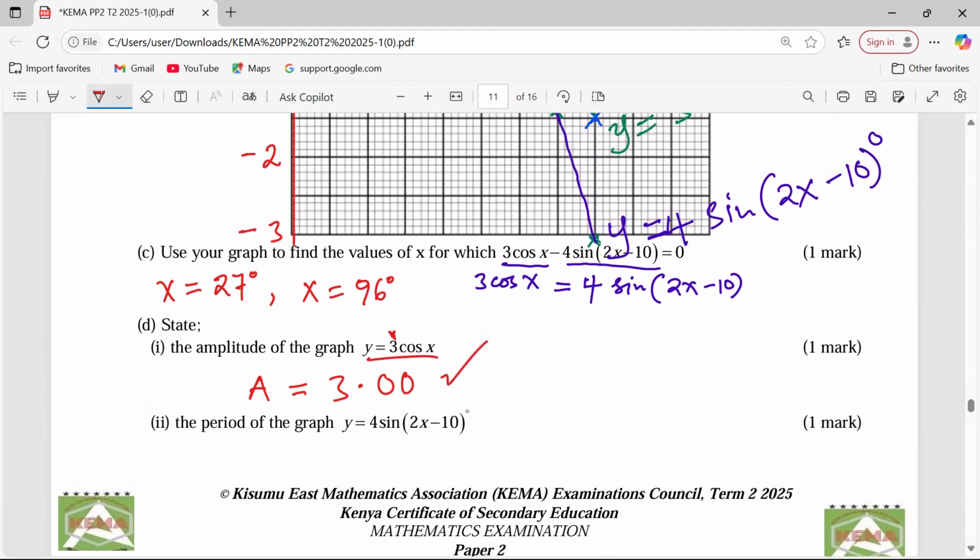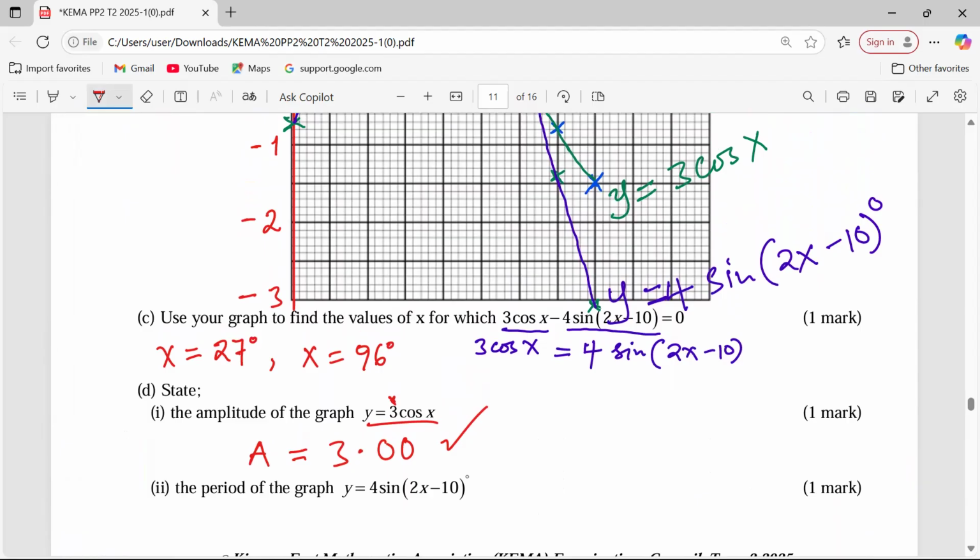But again, from the graph, though we are told to state, actually the instructions of using the graph are in part C. In part D, we've not been told to use the graph, though it's good for you to know how to use the graph in case the question is tied.